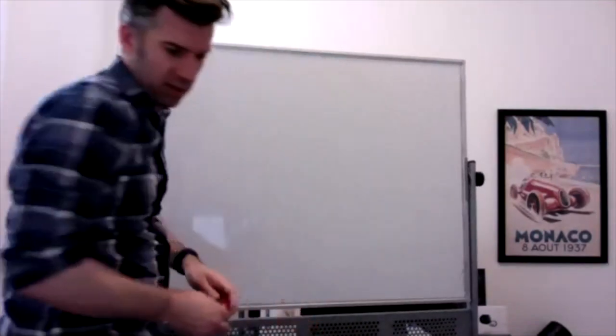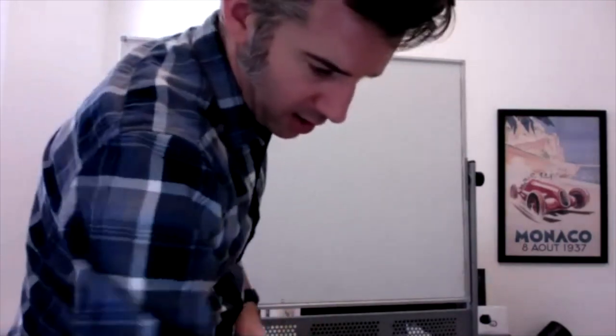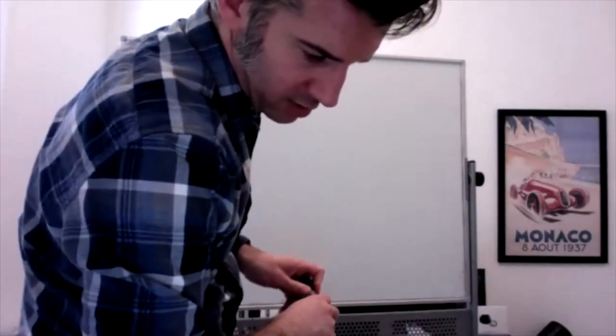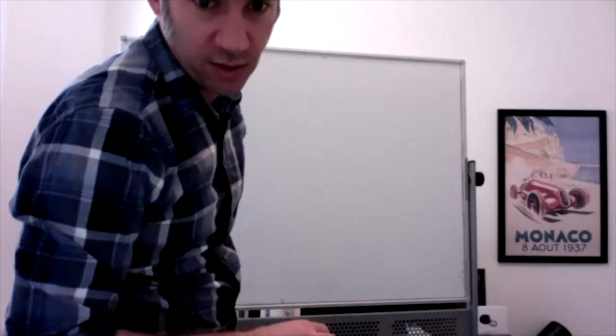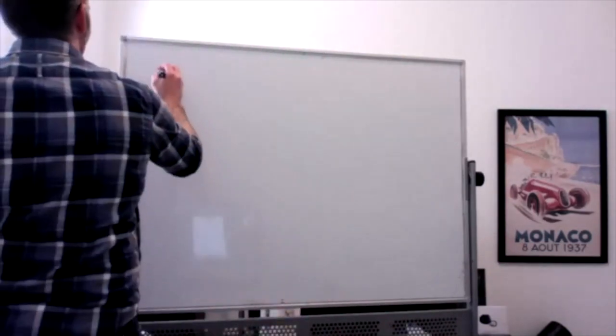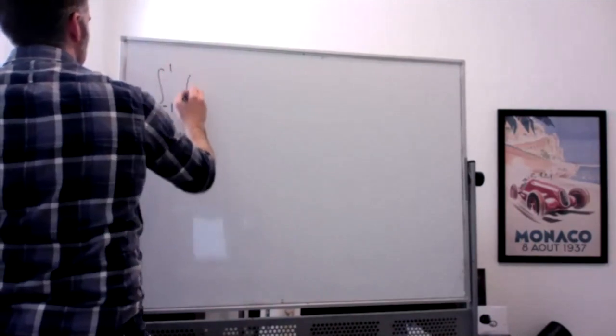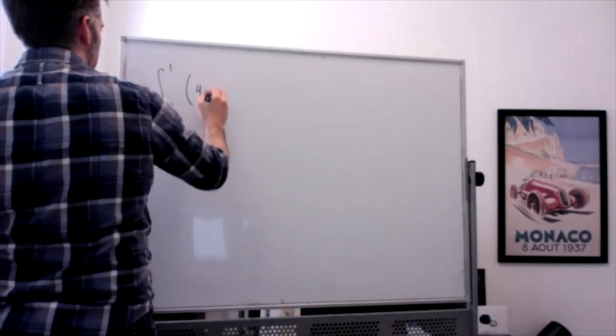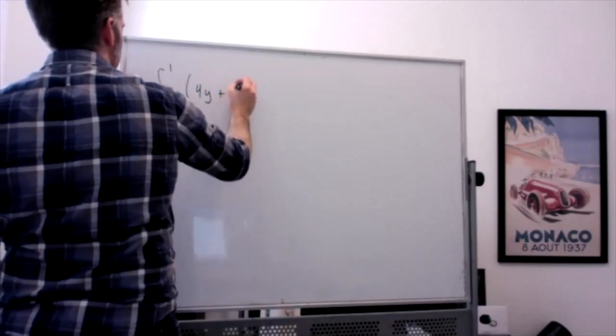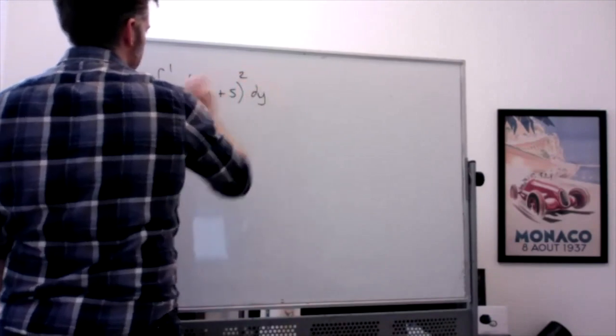Let's look at some definite integrals. I'm going to maybe change these up just a tiny bit. Sure. Let's do the integral from -1 to 1 of 4y plus 5 squared y.